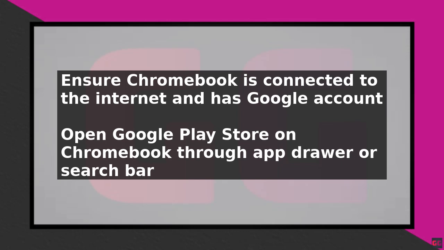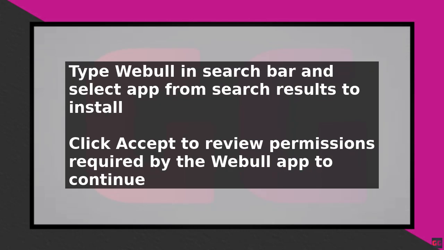Next, type Webull in the search bar and select the Webull app from the search results. Click the Install button to begin the download process. You may be prompted to review the permissions required by the app. Click Accept to continue. Once the installation is complete, click the Open button to launch the Webull app.